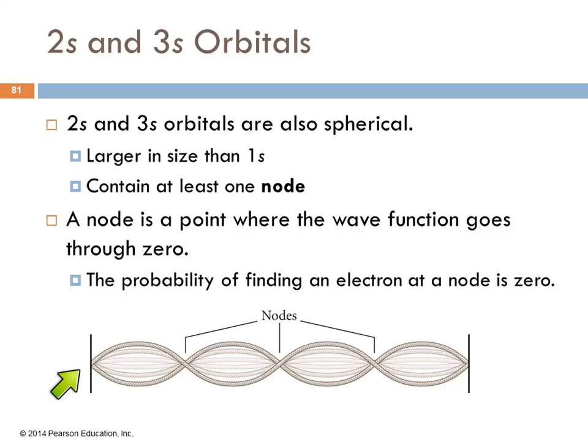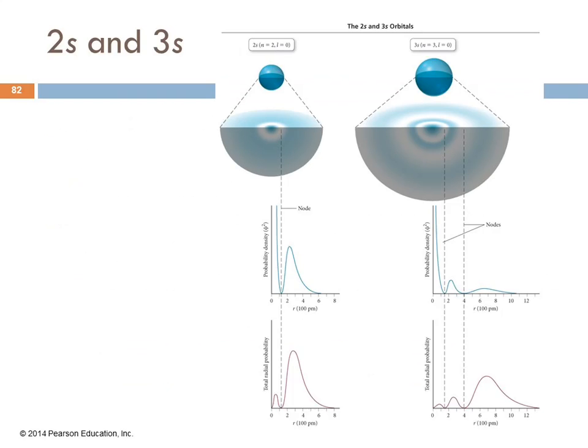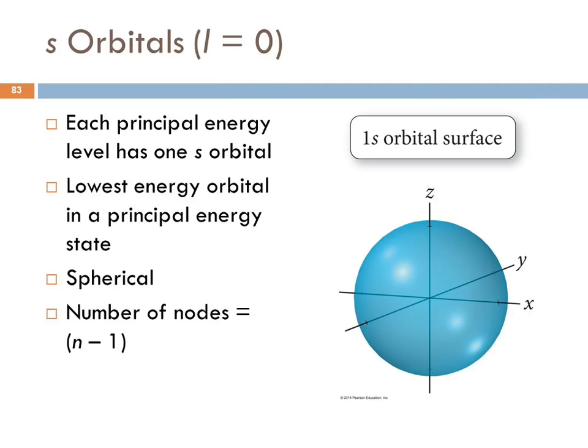A node: if you take a piece of string that's fixed at two ends and you wiggle it, you can get a standing wave. This is the node. This string has three nodes. And these orbitals are wave functions. The larger ones also have nodes. And so the probability of finding the electron at the node is 0. That's where the wave function goes through 0. And then it goes down, and it goes up, and it goes down. Okay.